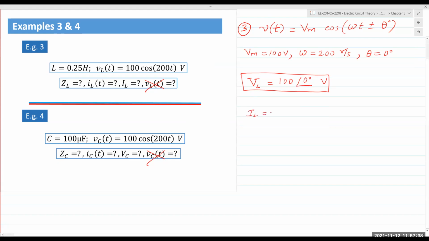IL would simply be, well, let's try it out first. V is equal to IZ. When we write these, we are talking about the phasor form or the complex number representation for all quantities. So from this equation, I can write IL is VL over ZL, as easy as that. We don't need to do anything else. Does that make sense to everyone? Do you all see how easy it can be?